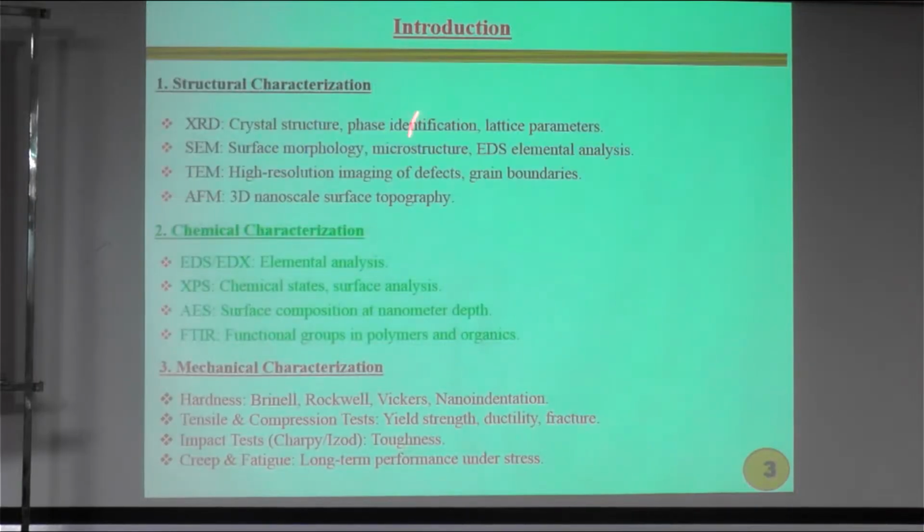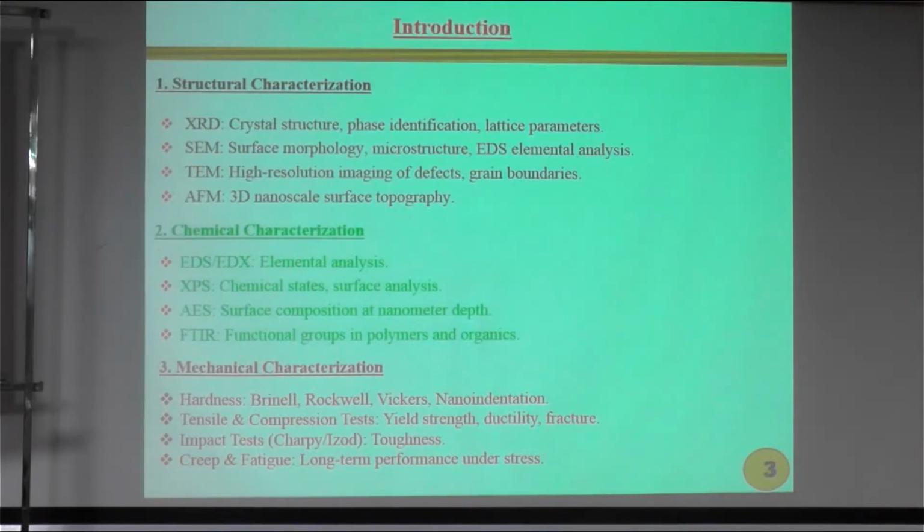Coming to the classification, there are three ways we can classify: structural characterization, chemical characterization, and mechanical characterization. We will see five different studies in which all of these characterizations are implemented, and how the project was executed. Structural characterization can be done by X-ray diffraction, which helps to identify the crystal structure and phases. Lattice parameter means the length of the unit cell, like a, b, c. Yesterday the professor explained that nicely when discussing lattices.